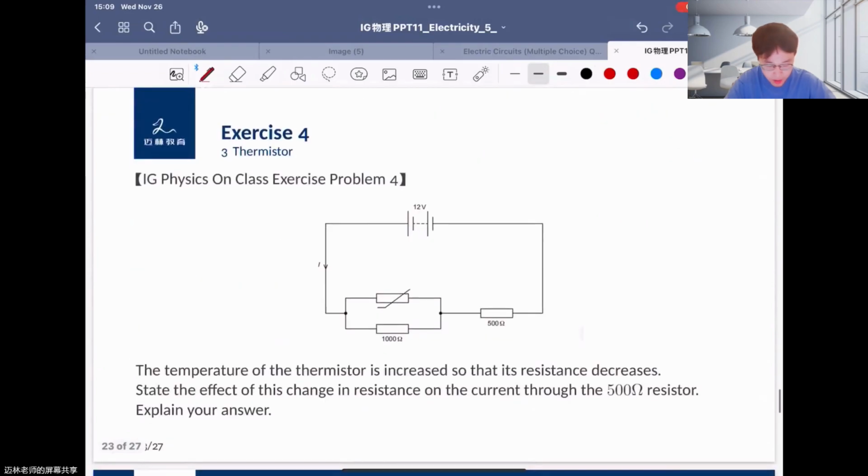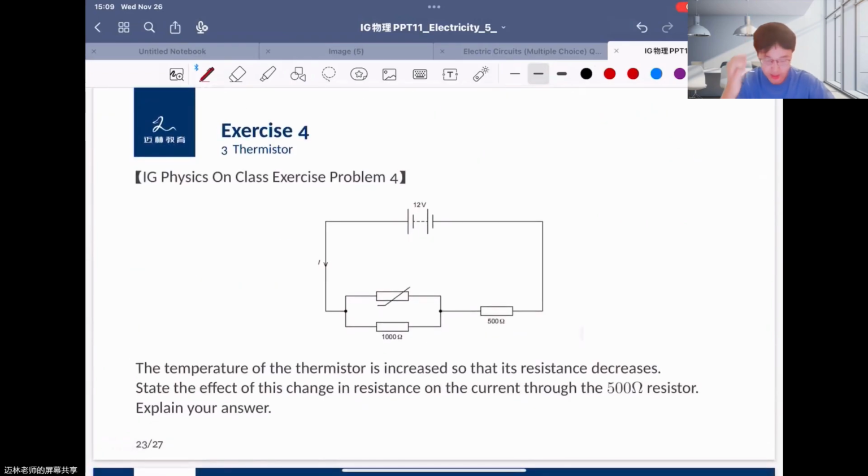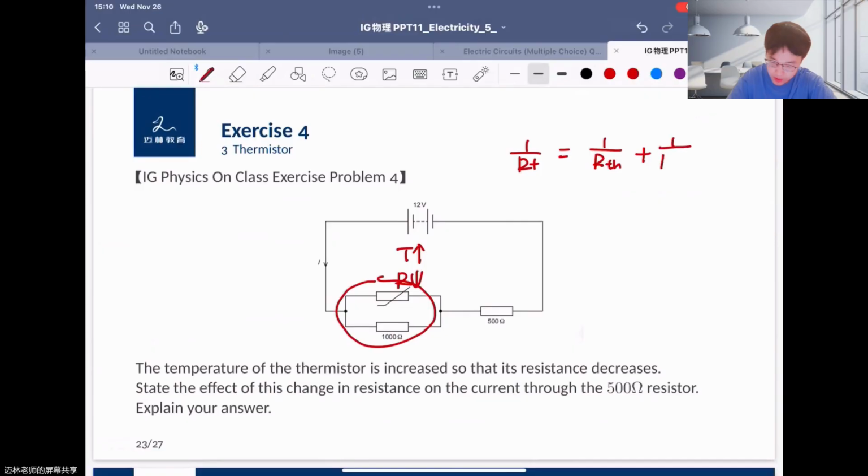The next question says the temperature of the thermistor is increased so that its resistance decreases, and asks for the effect of this change in resistance on the current through the 500 ohm resistor. I think it's a little bit difficult to understand, but don't worry. You can analyze each part and its effect. First, if the temperature increases, the resistance of the thermistor decreases. Then the formula is 1 over R total equals 1 over the thermistor resistance plus 1 over 1000.